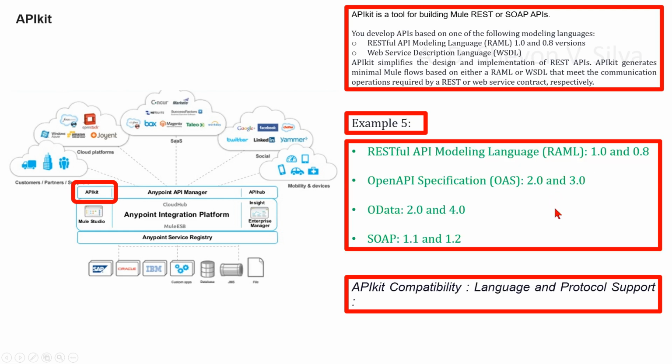Now we are considering language and protocol support in APIkit compatibility. Here the RESTful API modeling language RAML 1.0 and 0.8, Open API specification OAS 2.0 and 3.0, OData 2.0 and 4.0, SOAP 1.1 and 1.2.